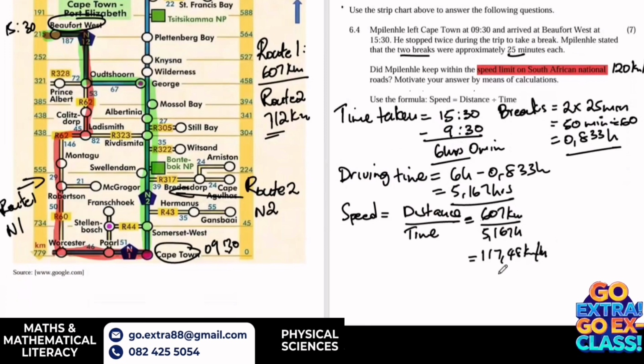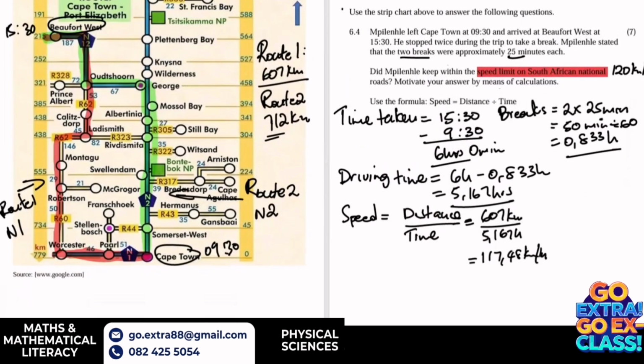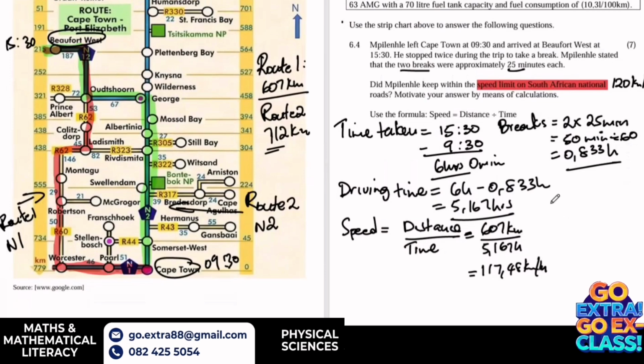That's the speed that we are getting. It's 117.48 kilometers. That was his average speed. But for some of us that have used, just to separate, we've used route number 2, which was maybe the easiest part of describing the route, therefore, which is using route number 2.